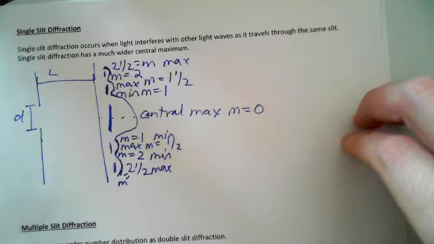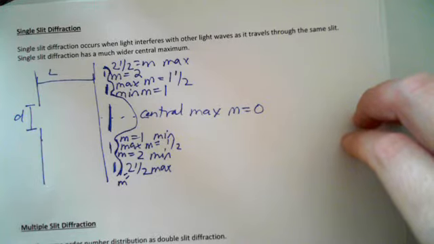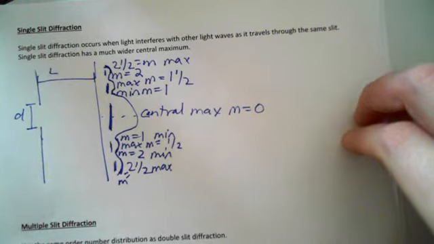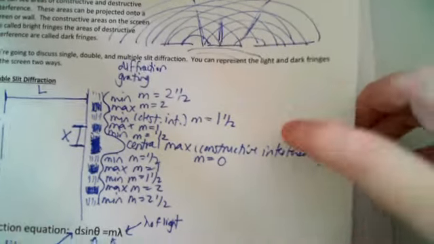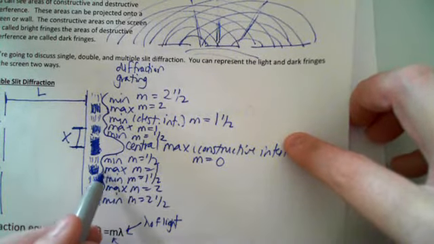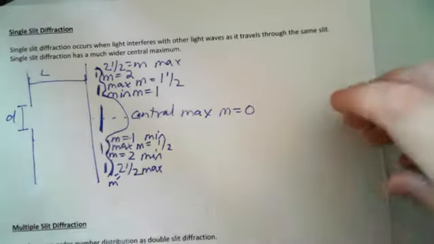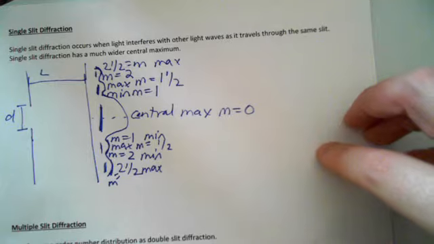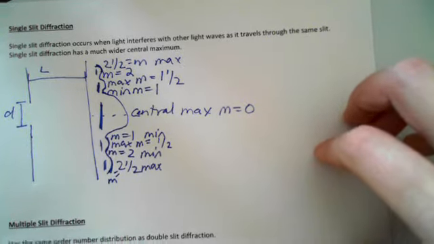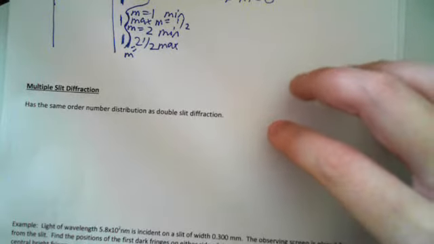All right, so for single slit, the m equals 1 order number starts at the first minimum because that central max is so wide. Versus for double slit, remember, the m equal to 1 actually started at the next bright fringe, not the dark fringe, because this is a smaller central max. All right, multiple slit diffraction is pretty easy.